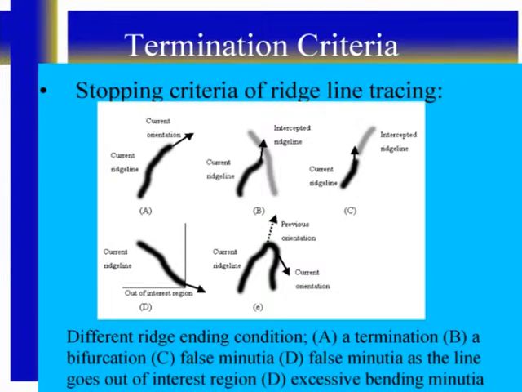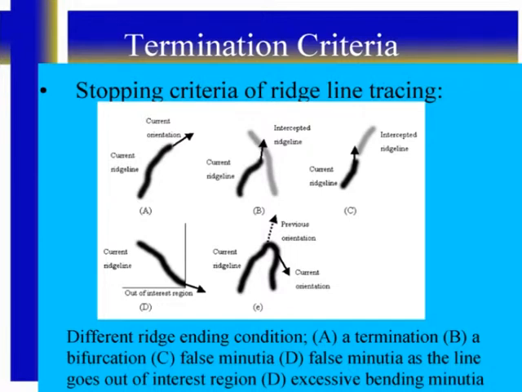So you are moving like this, there is a termination. You are moving like this, there is a bifurcation. You are moving like this, you get a false minutia because there is a gap, but the ridge continues. You are moving like this, then you get excessive bending minutia. So you may not detect it if you are going forward.